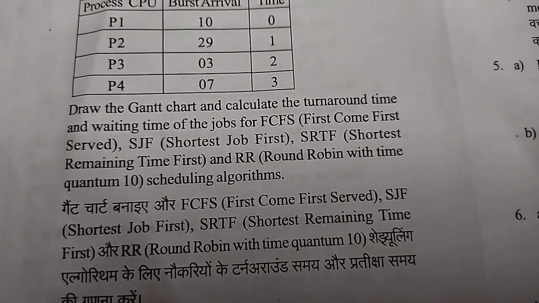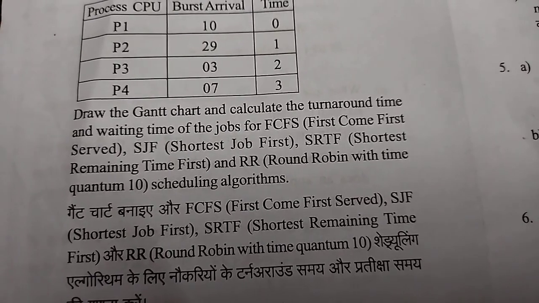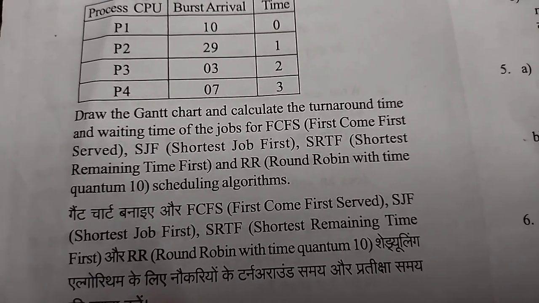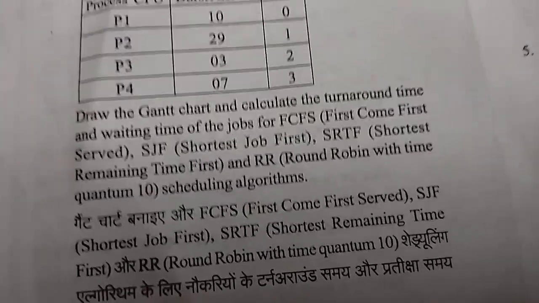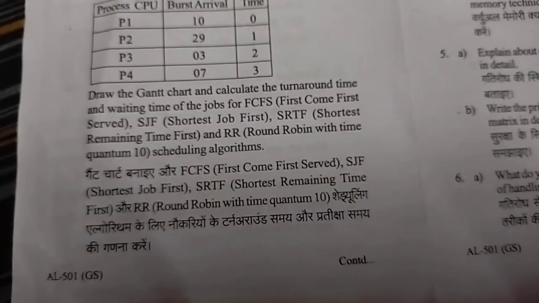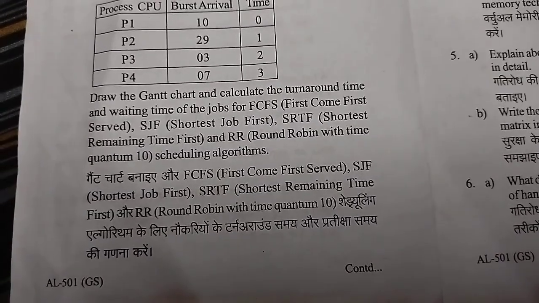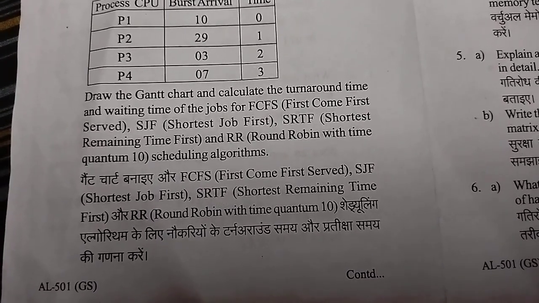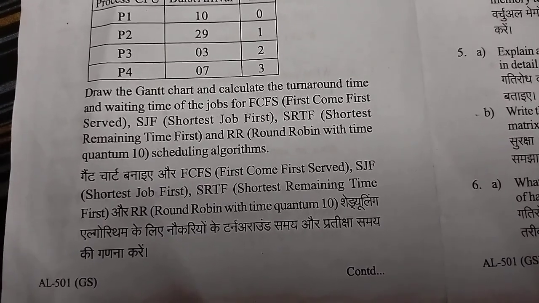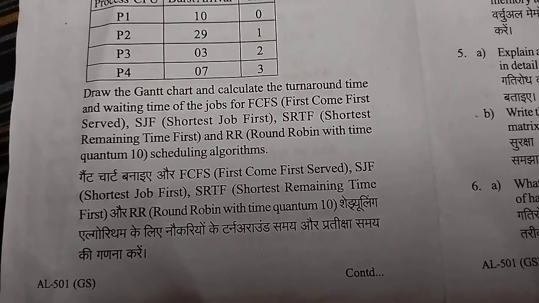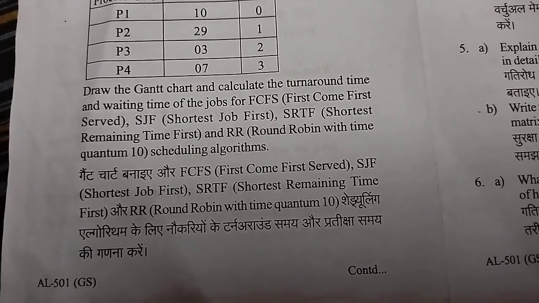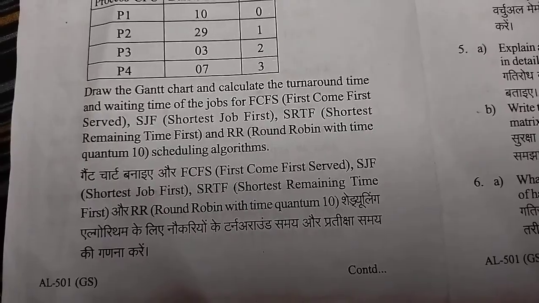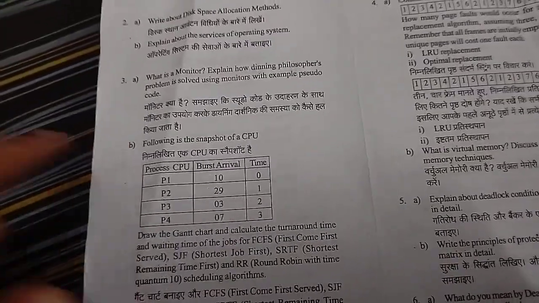Draw the Gantt chart and calculate the turnaround time and waiting time of the jobs for FCFS, which is first come first served. Then second one is SJF, shortest job first. Then SRTF, shortest remaining time first, and last one which is round robin with time quantum 10 scheduling algorithm. So these are the questions which are presented in second page of our question paper.